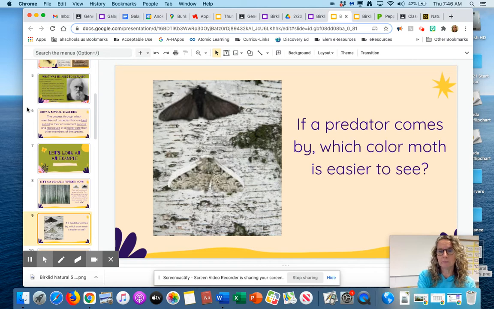Now, yes, they could land specifically... I always hear this, but they could just land on the dark spots. Well, let's think about it. Does a moth have the ability to think, well, I should land on that dark spot because I would be more camouflaged? No, that's not how things work in nature.